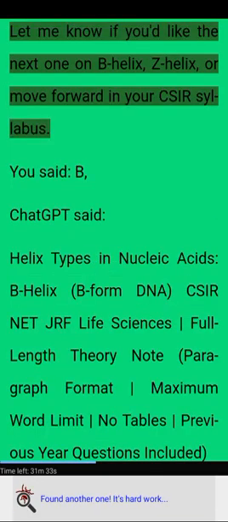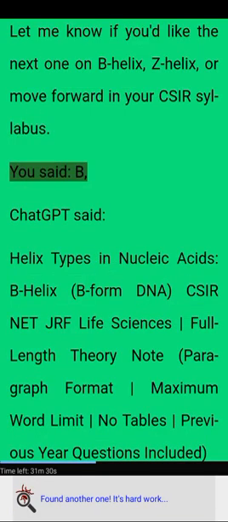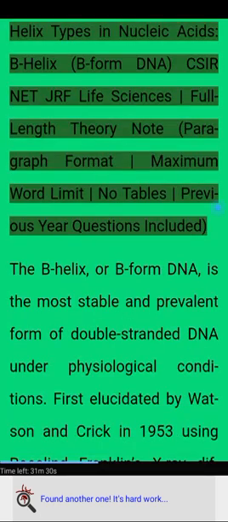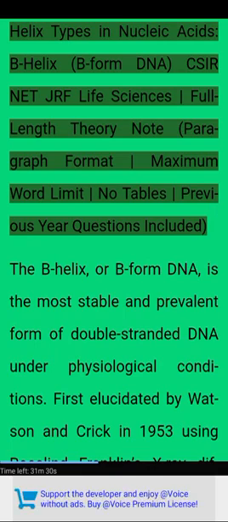Let me know if you'd like the next one on B helix, Z helix, or to move forward in your CSIR syllabus. You said: B. ChatGPT said: Helix types in nucleic acids. B helix, B form DNA. CSIR NET JRF Life Sciences. Full length theory note, paragraph format. Maximum word limit. No tables. Previous year questions included.